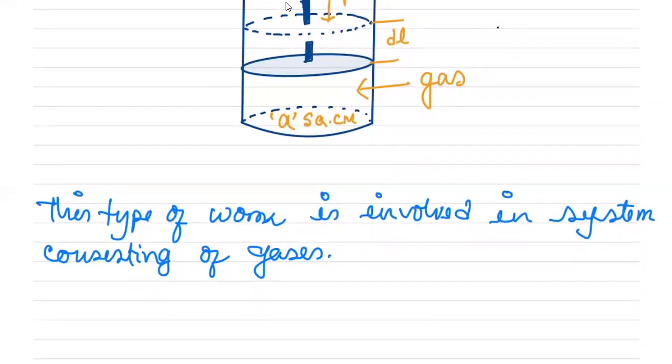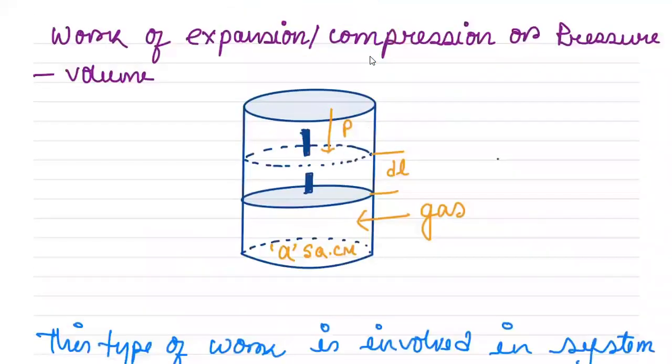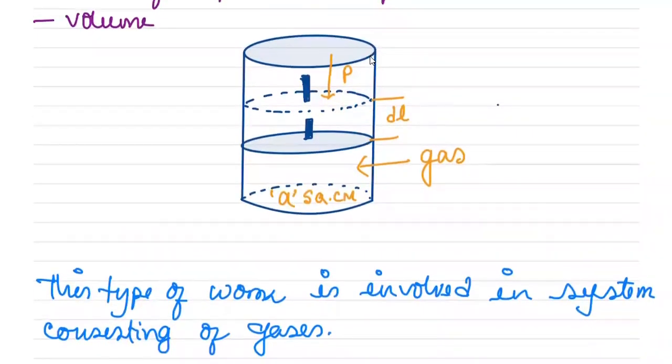When a gas expands and when a gas contracts against the external pressure, work is done, and that work done is known as mechanical work. In both cases, when gas expands and when gas contracts, mechanical work is taking place. So we will here do the expansion process. Let's see, this is the expansion of gas.